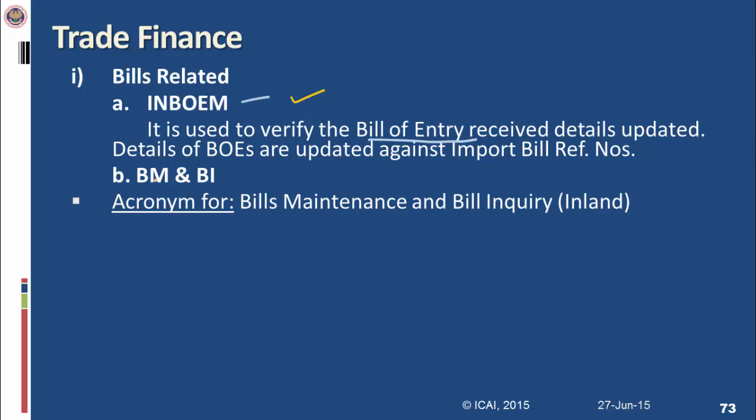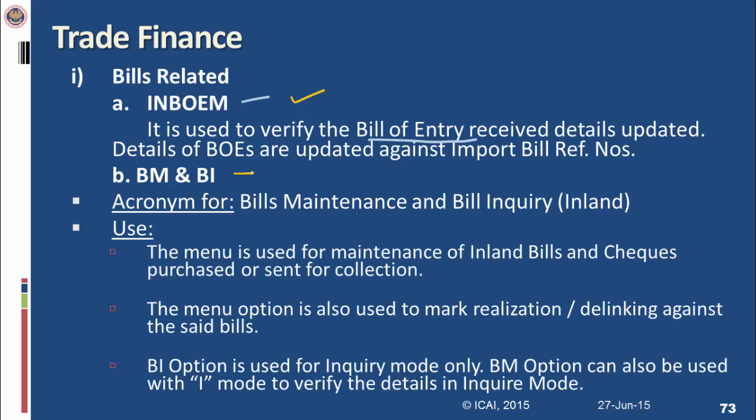Then comes the BM and the BI, that is for inland bills. Now bills include the checks on collections, the bills on collections, or the bills under LC, or the bills discounted, the inland trade part, right? So that will be accessed through BM and BI.